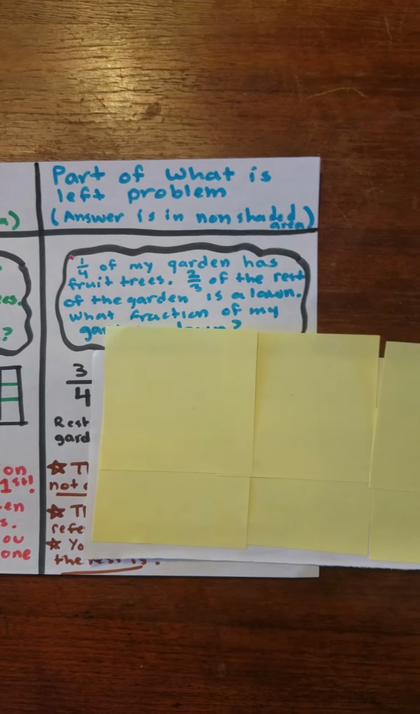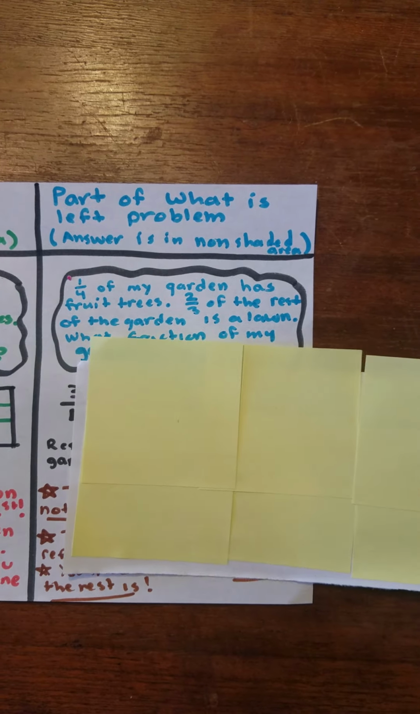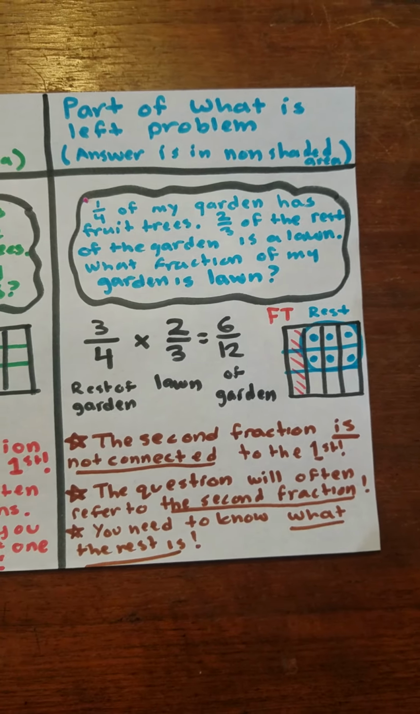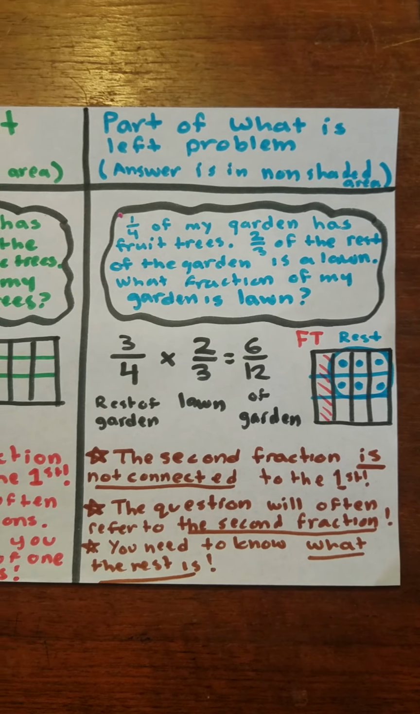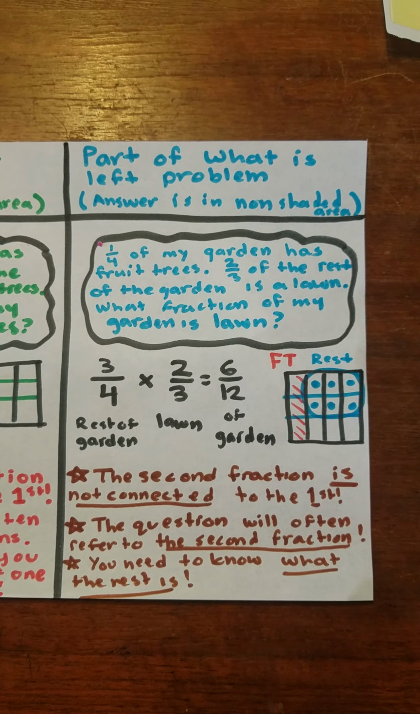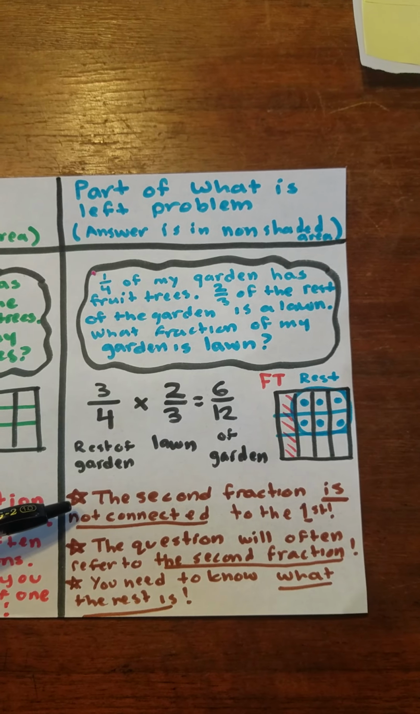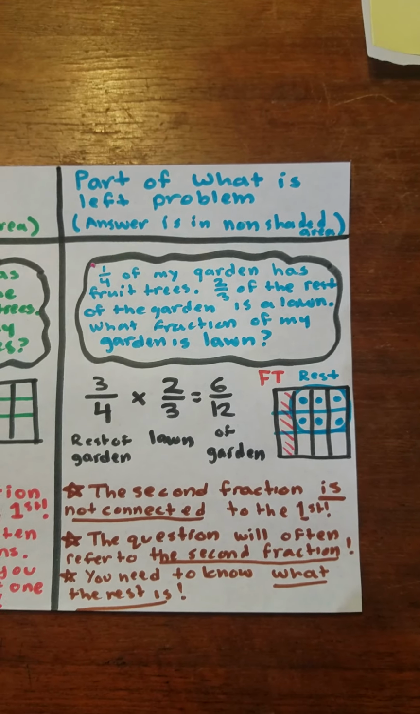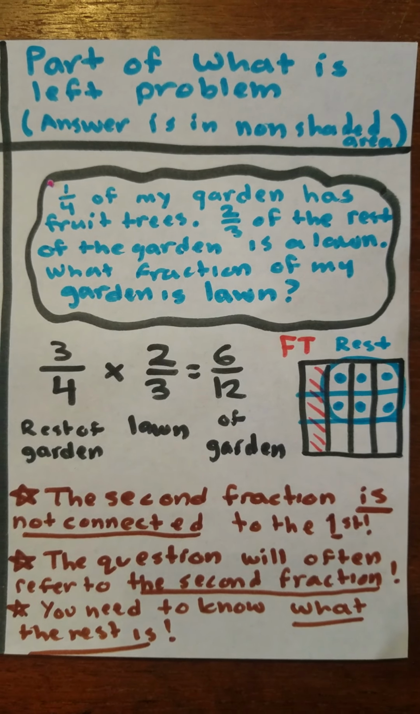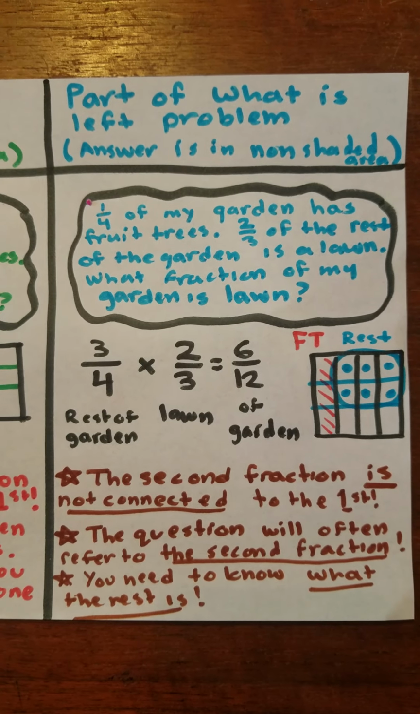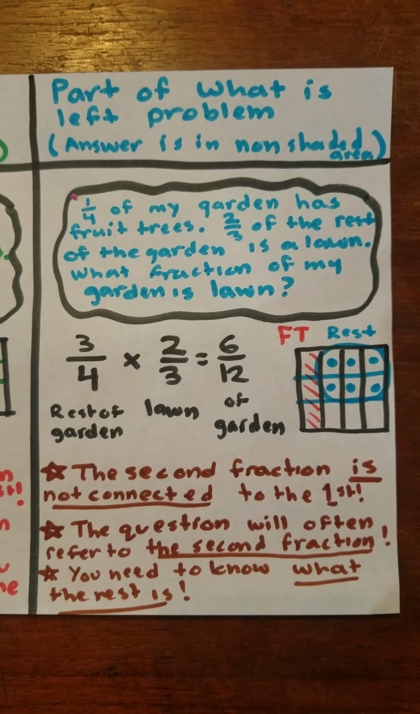Now let's look at the part of what is left problem. In this problem, 1/4 of my garden is fruit trees, 2/3 of the rest of the garden is a lawn. What fraction of my garden is lawn? You'll notice that the second fraction is not connected to the first. In fact, it is 2/3 of the rest of the area. And that makes sense. You wouldn't put a lawn under your fruit trees, would you?